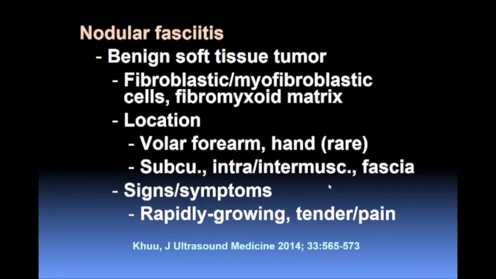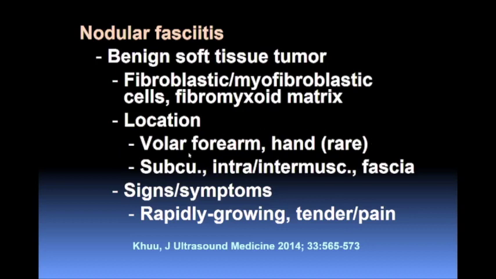Nodular fasciitis is something that's rather interesting. I've had a few patients over the years where we've put this in the differential, and in the case I'll show you, we were able to get pathologic proof, but it is a benign soft tissue tumor. They're composed of fibroblastic, myofibroblastic cells with a fibromyxoid matrix. Typically they're located on the volar aspect of the forearm, which is where I've seen about 3 of these. They're rather rare in the hand itself.